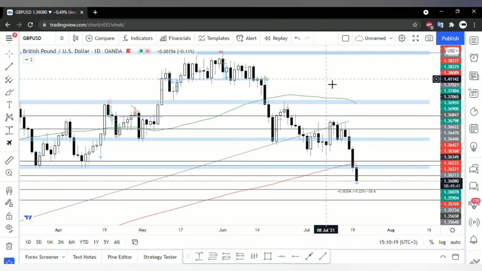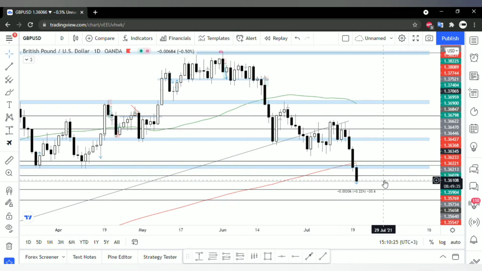As you can see guys, the US economy has actually been going pretty well, because currently the currency pair GBP USD has been falling since I think last week. And yeah, let's get straight into the analysis.